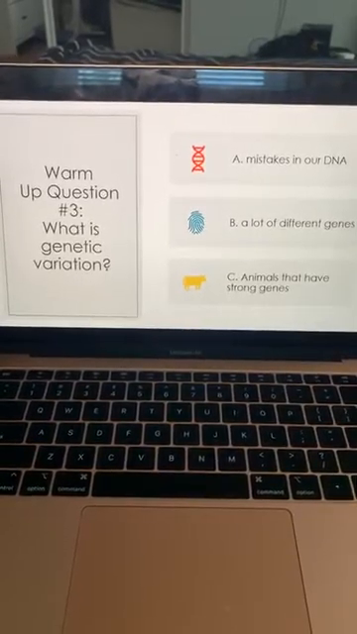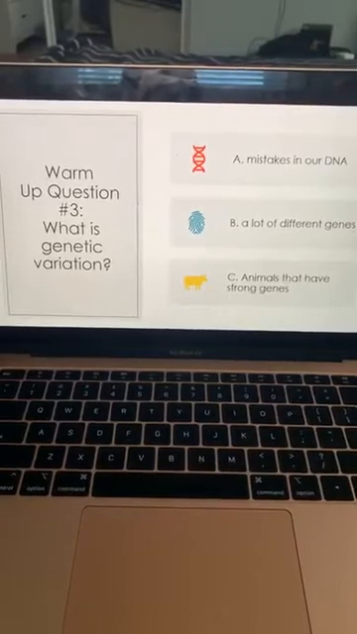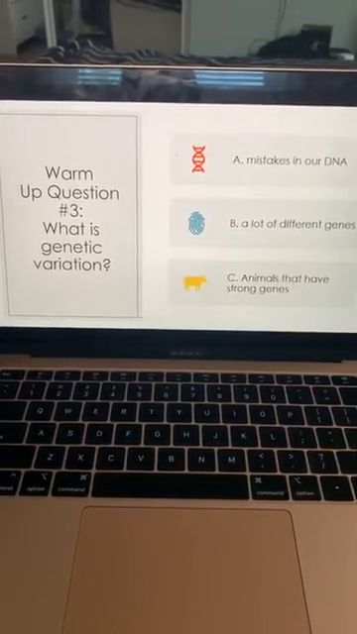A, mistakes in our DNA. B, a lot of different genes. Or C, animals that have strong genes.